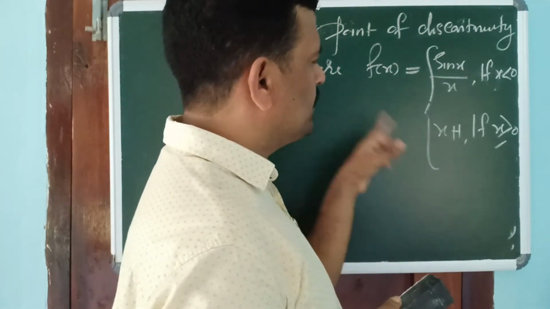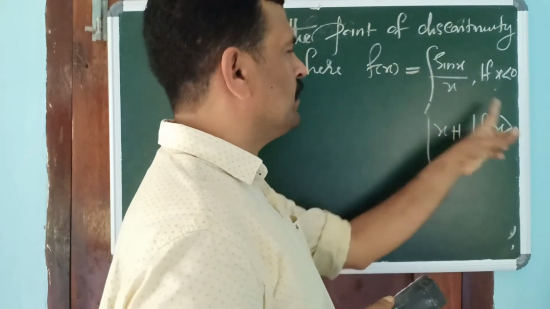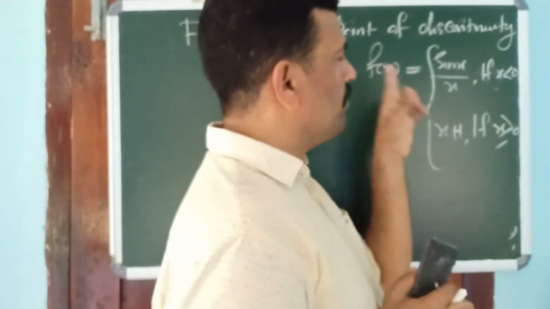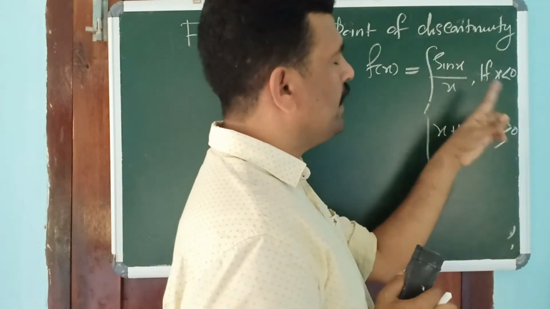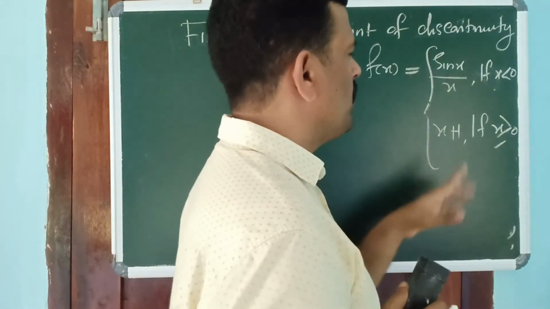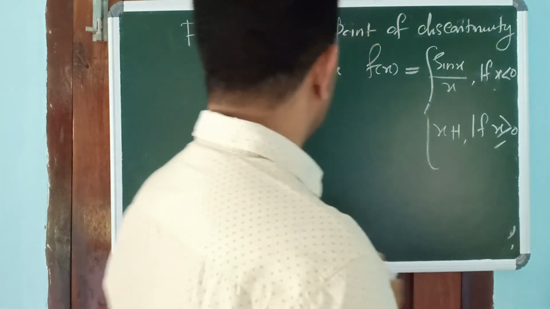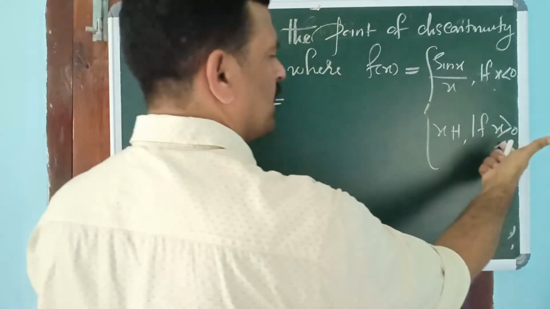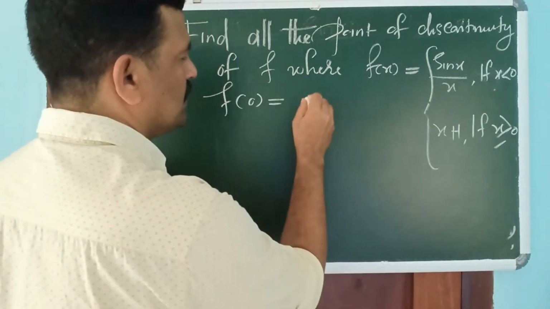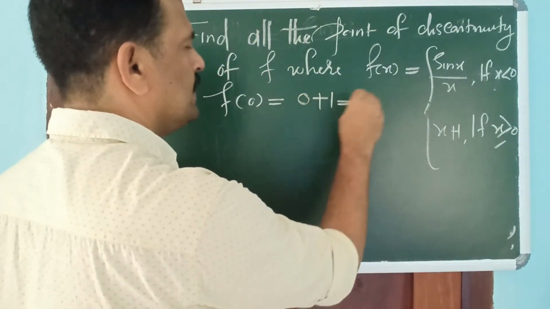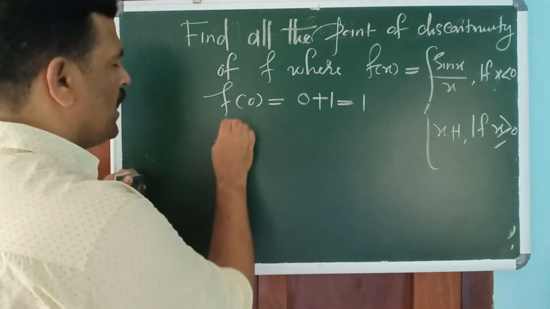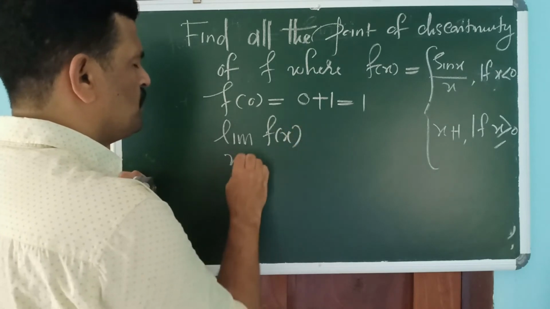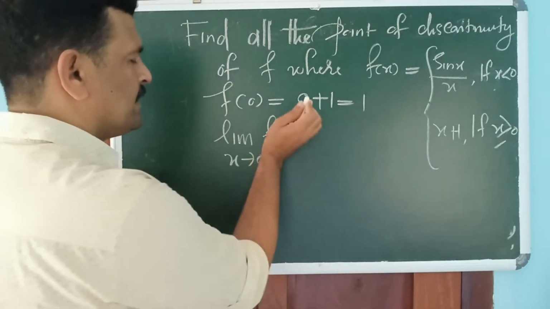So, we have to check the continuity of this function at x equal to 0. So there is a possibility of discontinuity only at x equal to 0. Now, we have to check the continuity at x equal to 0. For that, first of all, I am taking f of 0. F of 0 means if x equal to 0, the function is x plus 1, that is 0 plus 1. That is 1. Now, we have to find the limit of f of x, x tends to 0.